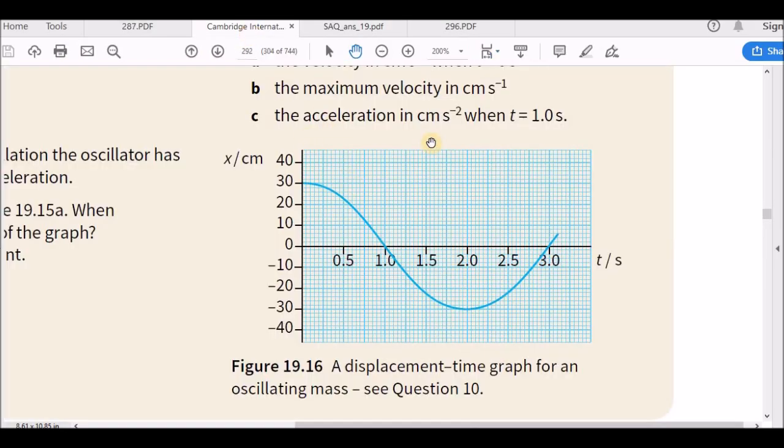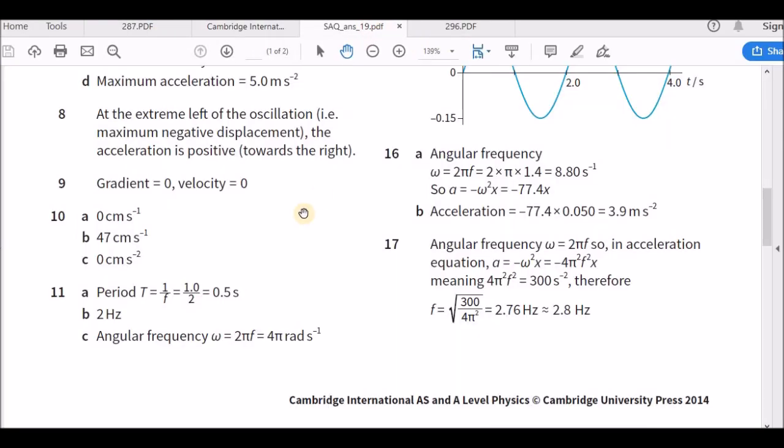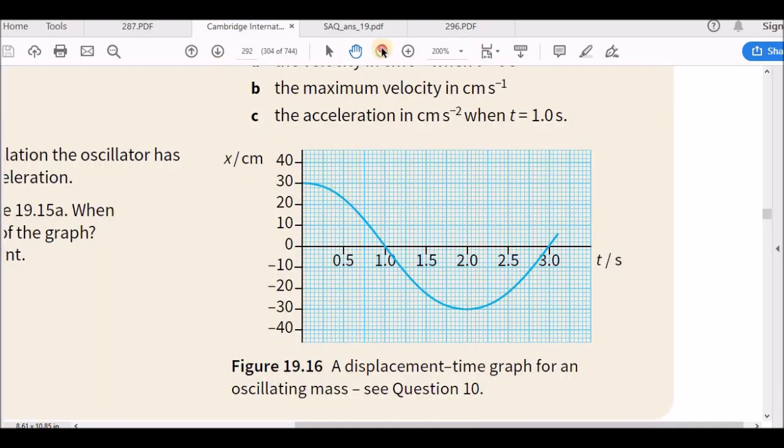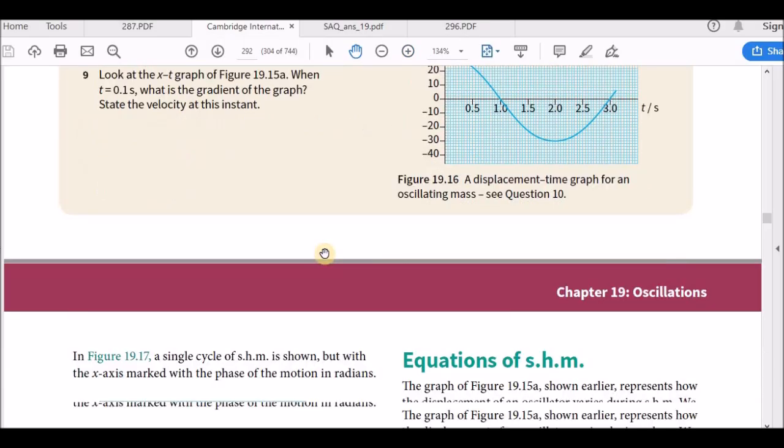Then the last part, the acceleration in centimeters per second squared when time is 0. When time is 1.0, it is at the equilibrium position. The displacement is 0, and when the displacement is 0, the resultant force is 0. Therefore, the acceleration is 0. Okay, that's the answer. Now we can go through the other questions also. We'll quickly finish it off.